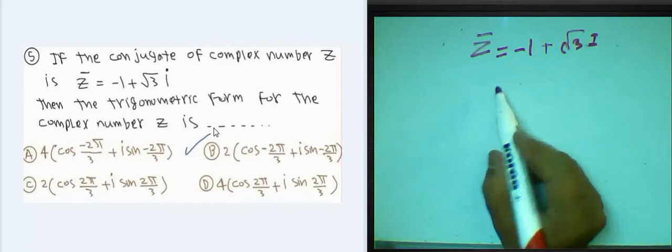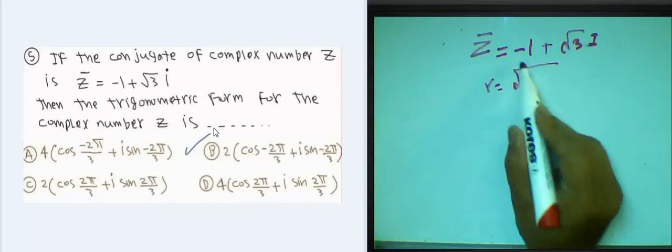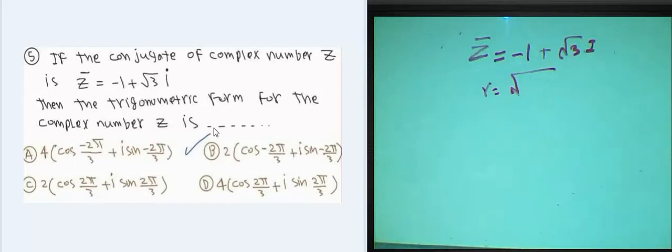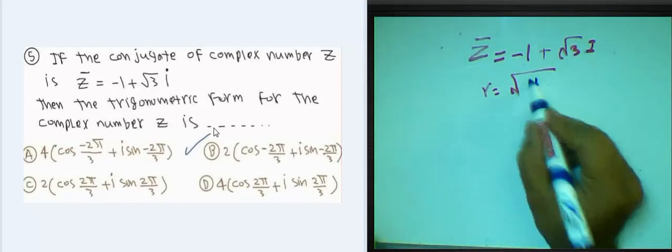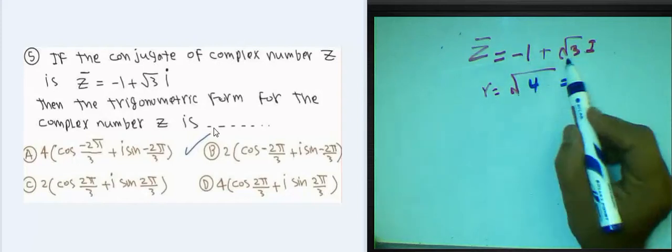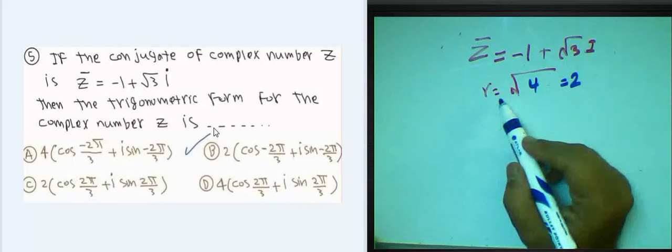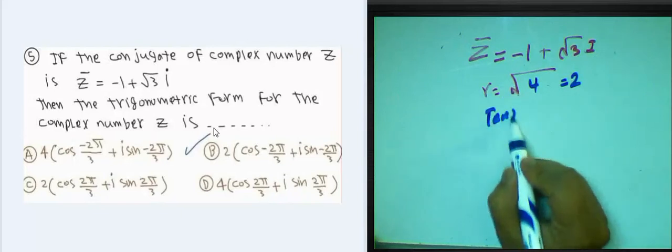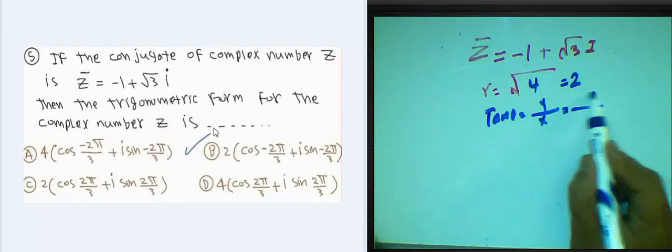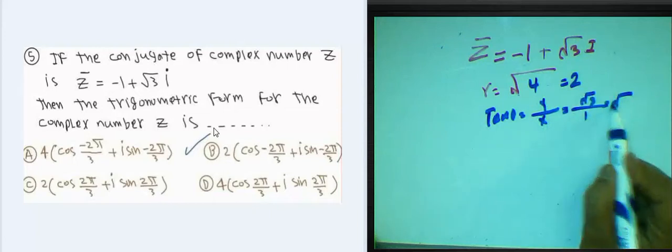We can find r: the square root of (negative 1) to the power 2 equals 1, plus (root 3) to the power 2 equals 3. 1 plus 3 equals 4, and the square root of 4 equals 2. Again, (negative 1) to the power 2 plus (root 3) to the power 2. We have r here, and we know tan theta equals y over x. Root 3 over 1 will be root 3.